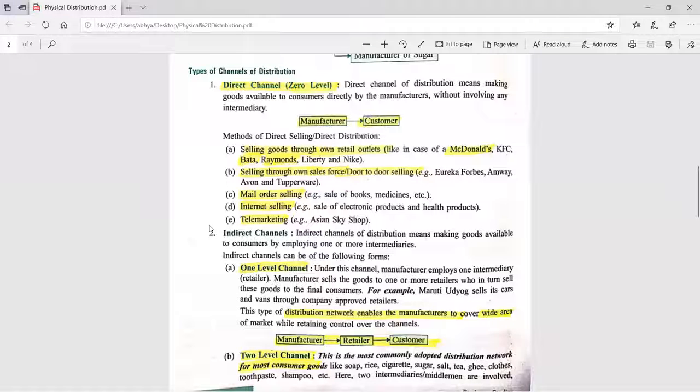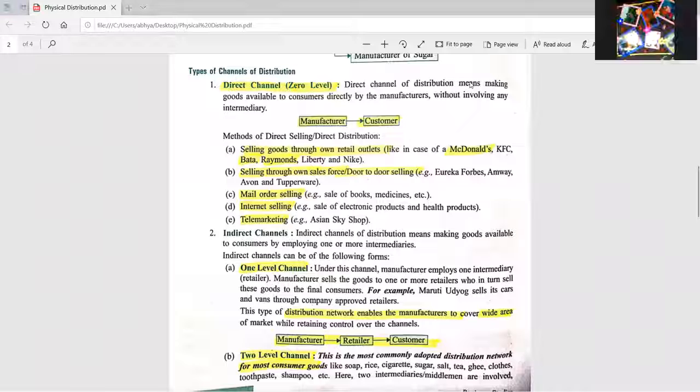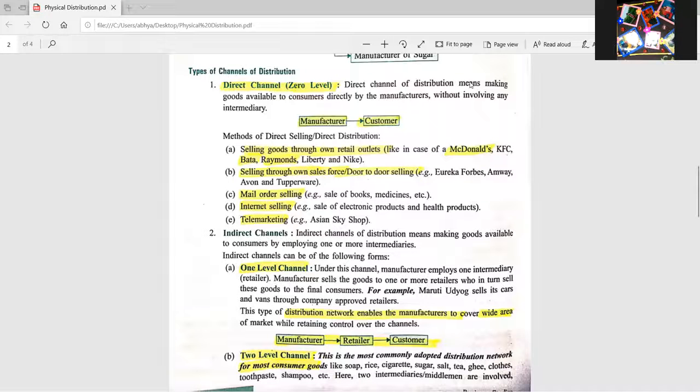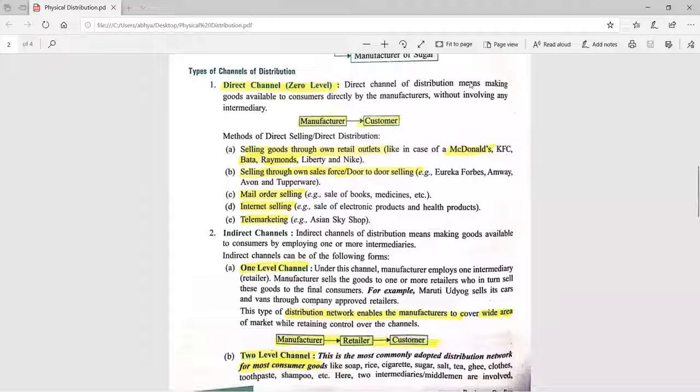In the direct channel, you have to specify which channel you are using. You have appointed your own staff, or you have opened your retail outlet. Suppose you are thinking about opening your own retail outlets; in that case you must have a huge amount of funds, because opening retail outlets requires a huge amount of funds and staff, and you have to manage many things which may be beyond your control. So out of these five, any one you can select in your project work.